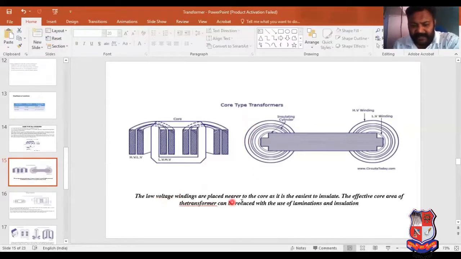Low voltage winding is placed nearer to the core as it is easy to insulate. You can see that this is your LV, this is your HV. LV is nearer to your core. The effective core area of the transformer can be reduced with the use of lamination and insulations.